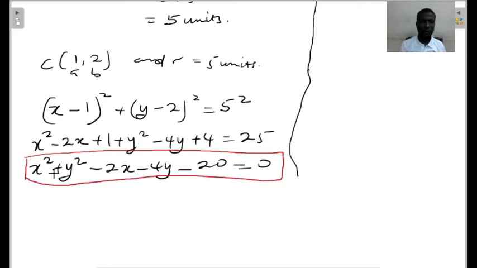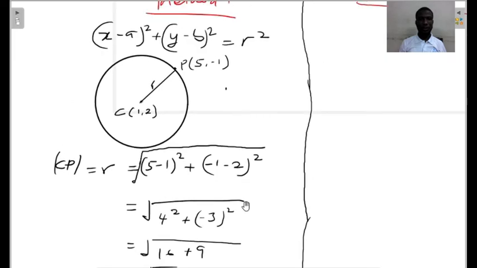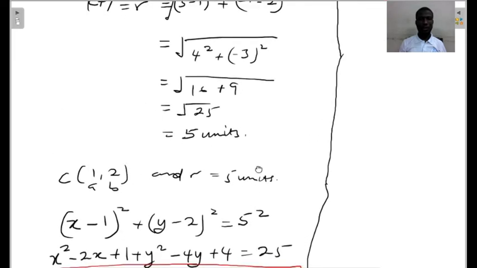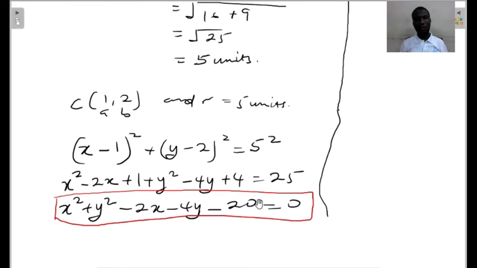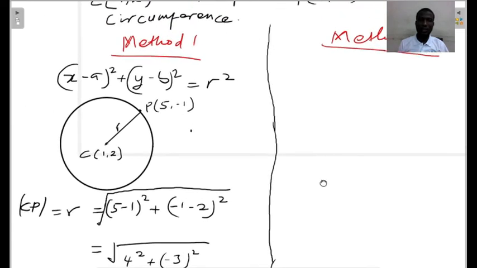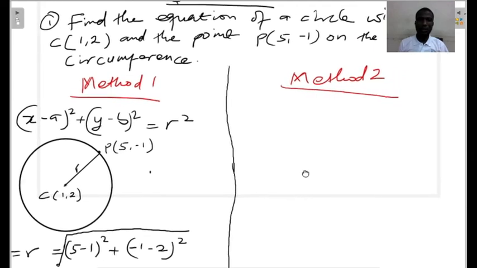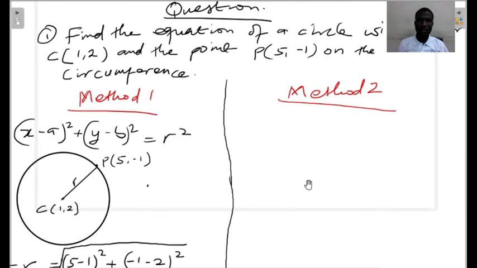(1, 2) and radius 5 units, or in the original question, it has the point (5, negative 1) on the circumference, and this becomes the equation. So we are going to use the general equation as well to solve it and see whether we will get the same thing, so that at the end of the day you choose the one that is okay for you. When you get a question, you use it to find the equation. So let's use the general equation to find it.